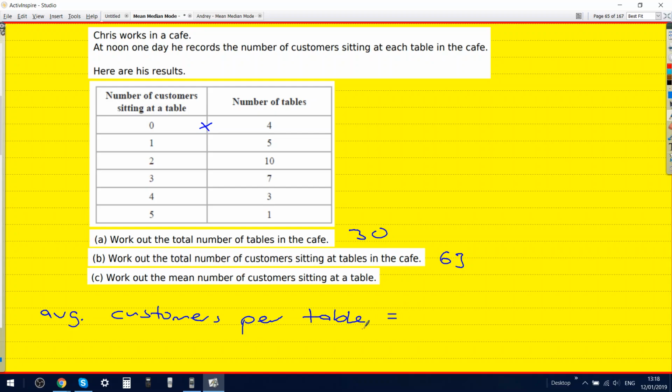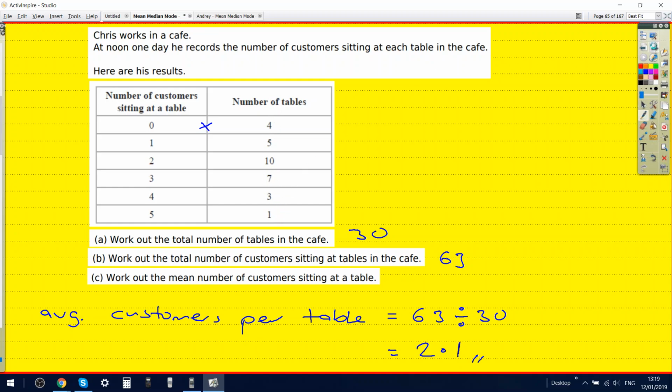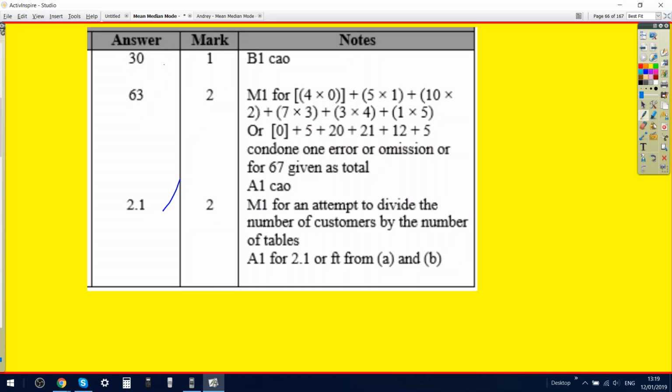And how many customers? 63. How many tables? 30. Yes. So you're not dividing by 6, you're dividing by 30. I think you get 2.1. Yes. So if you had to find the mean average for one of these tables, you would do that multiplying thing to get the total, and then you divide that by the total frequency. Okay. So we'll practice that. So it's 2.1, 30, 63.